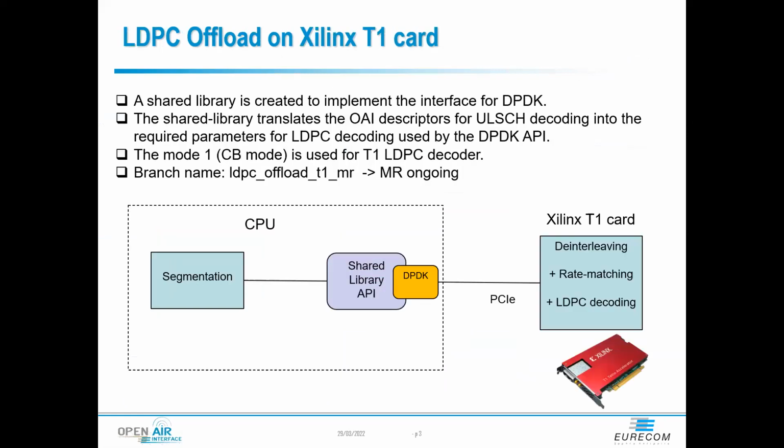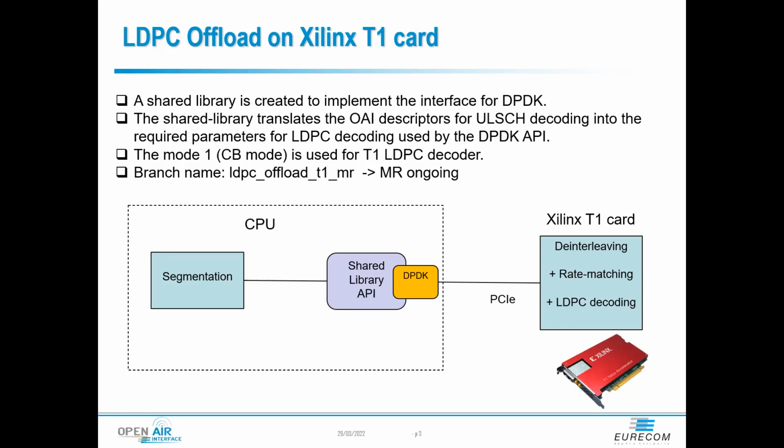In this work, we are going to replace this thread pool with a single thread. A shared library is created to implement the interface with TBDK. This shared library can also translate the OAI descriptor for the ULSCH decoding into the required parameters for LDPC decoding, like the code rate, the lifting size, and all the parameters needed.